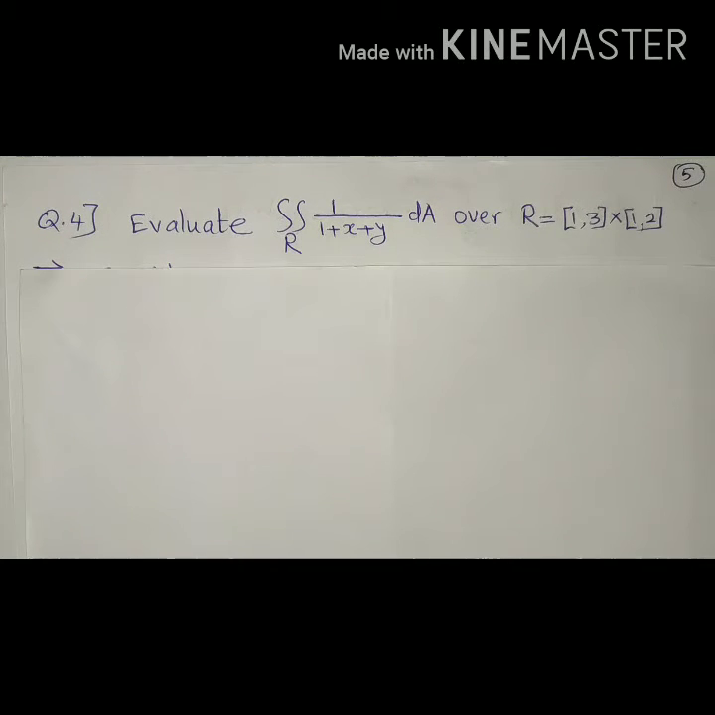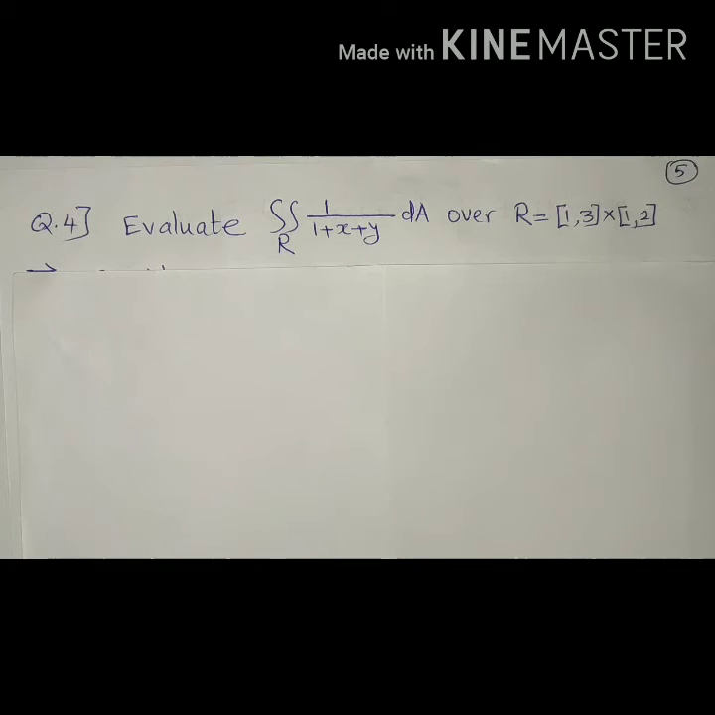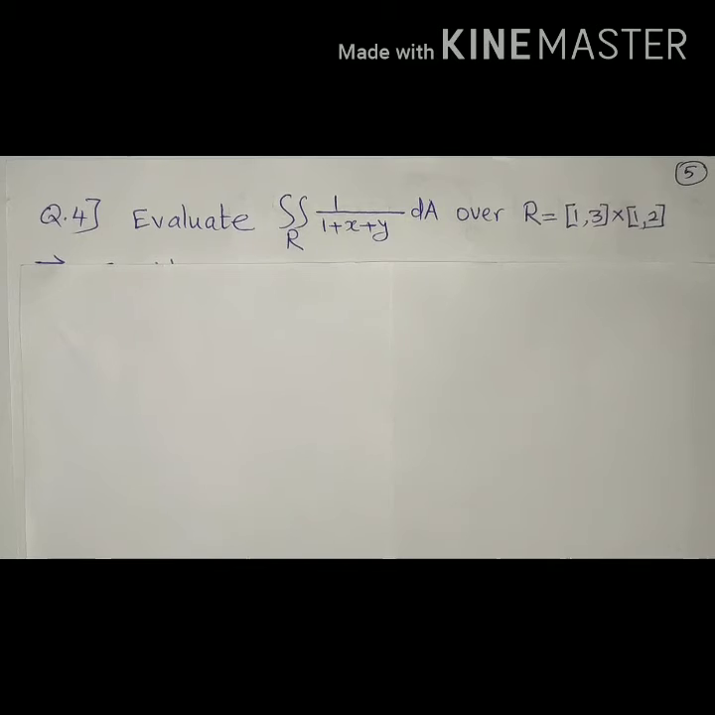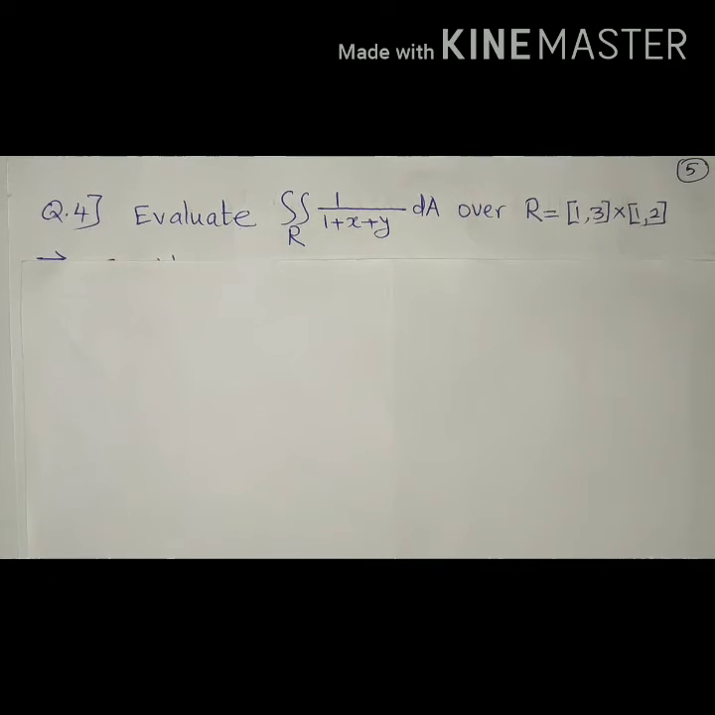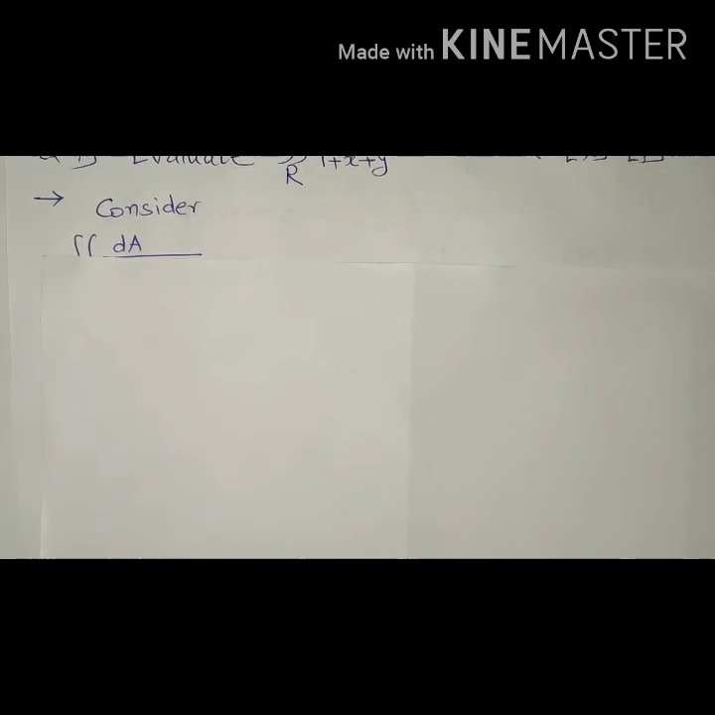Question 4. Evaluate double integral over R of 1 upon 1 plus x plus y dA, over R equal to closed interval 1 comma 3 cross closed interval 1 comma 2. So closed interval 1 comma 3 cross closed interval 1 comma 2 is a rectangle. So let us solve it.